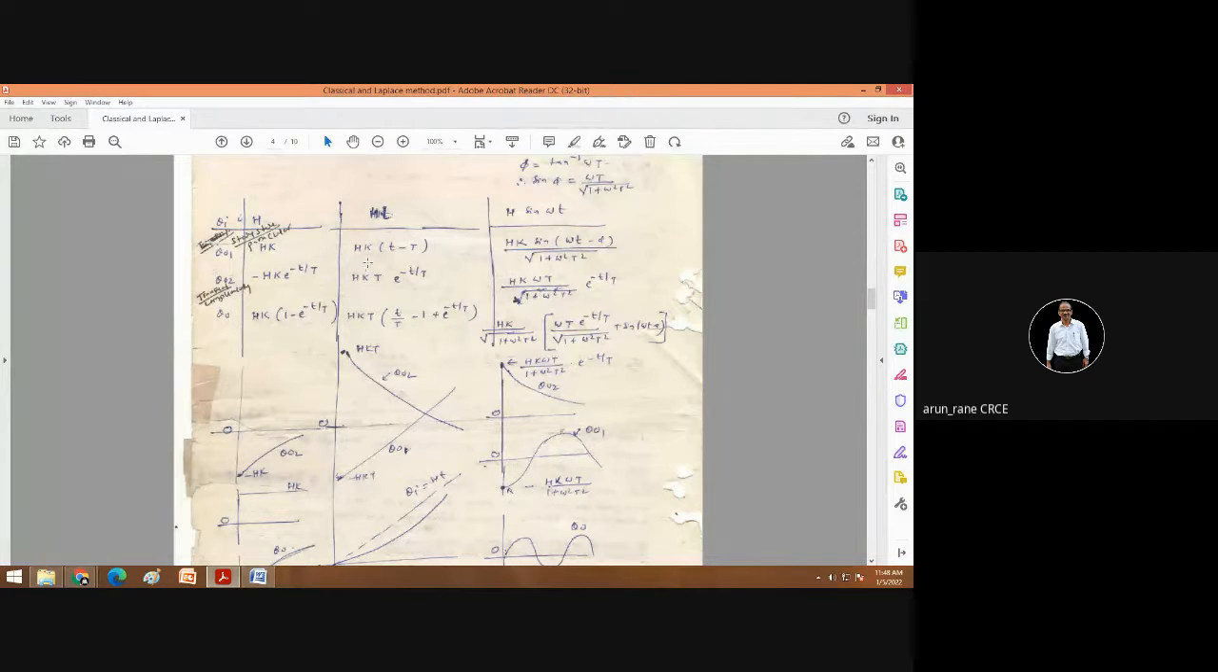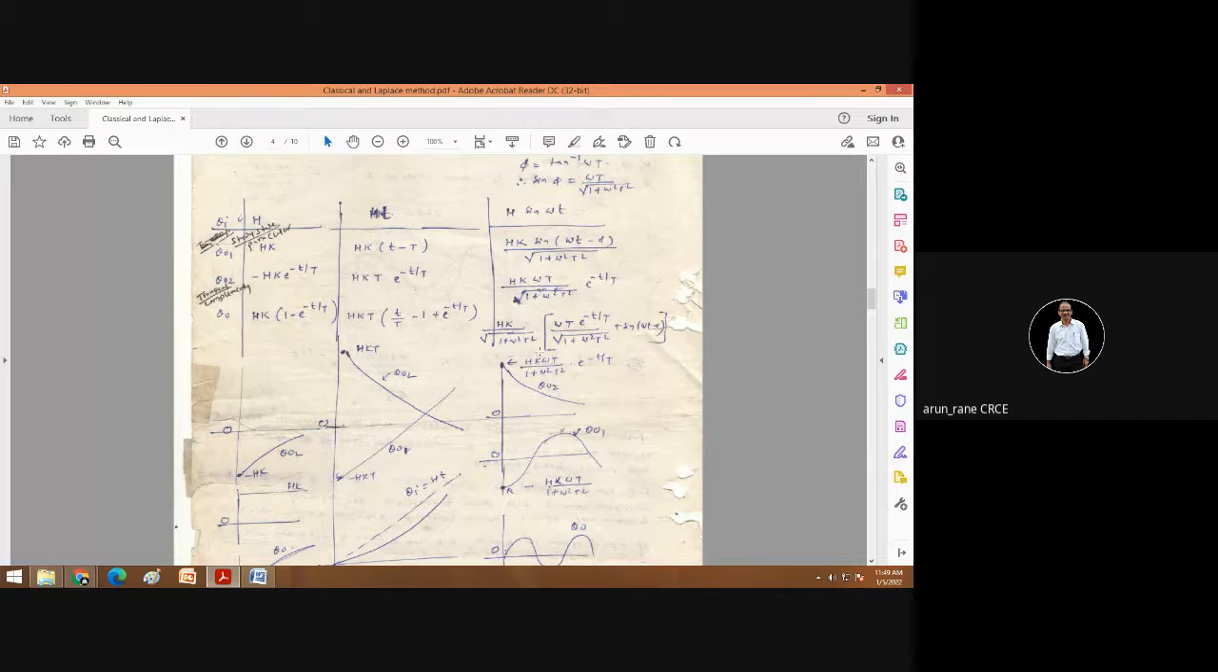Now instead of taking Hk, I am taking Hkt common. So if I take Hkt common, from this bracket there will be t by t minus 1, and from this term you will have only e to the power minus t upon t. I hope this basic algebra is clear. Yes, sir. And the same thing here also.